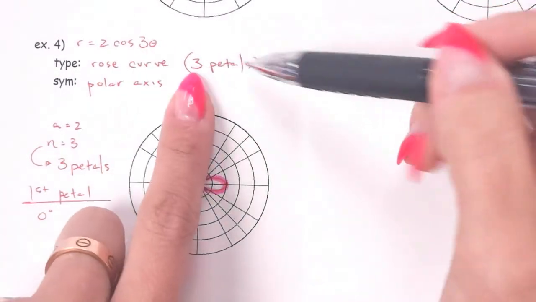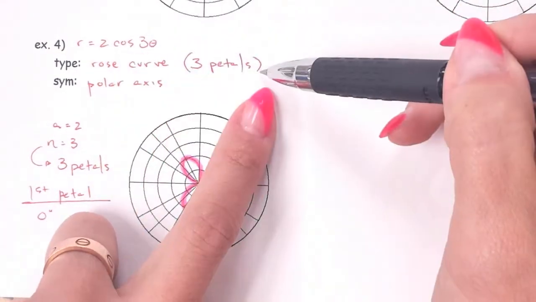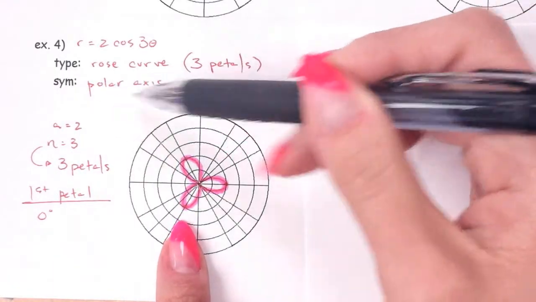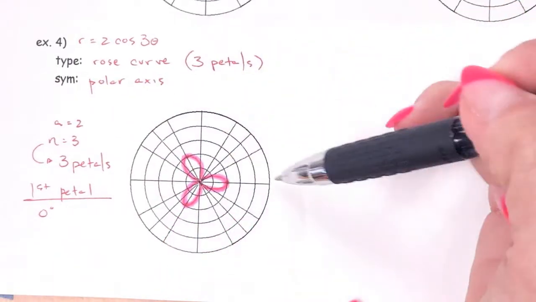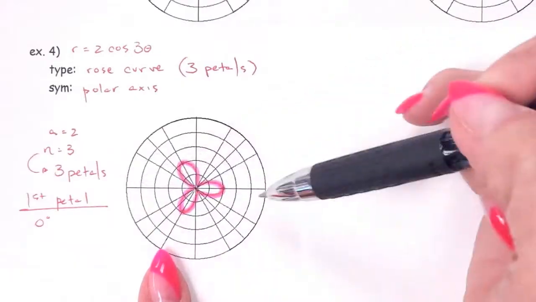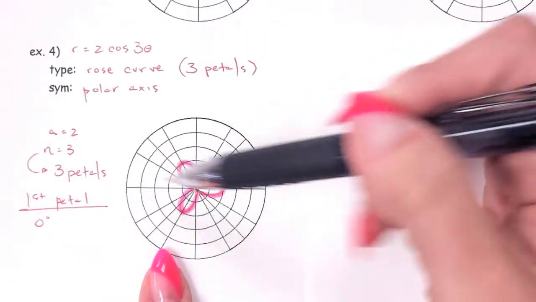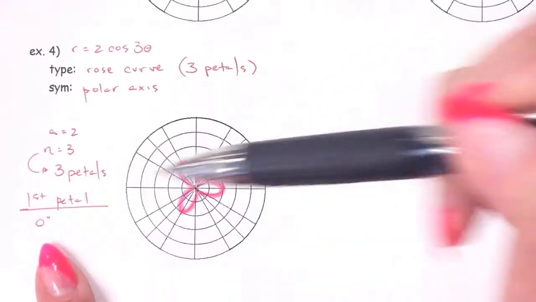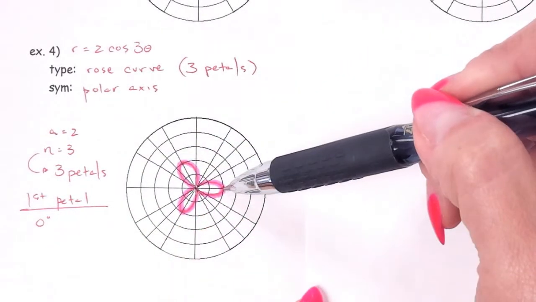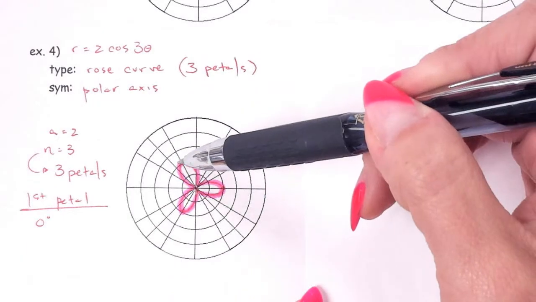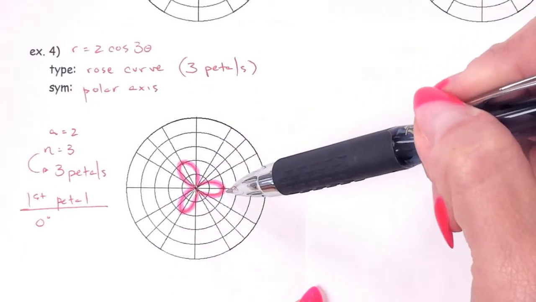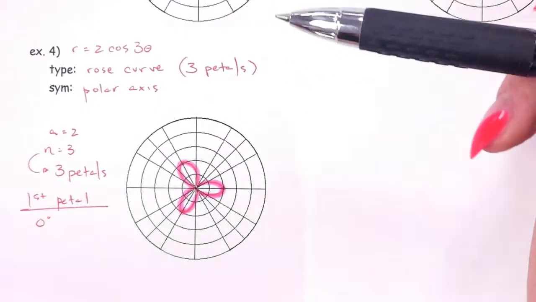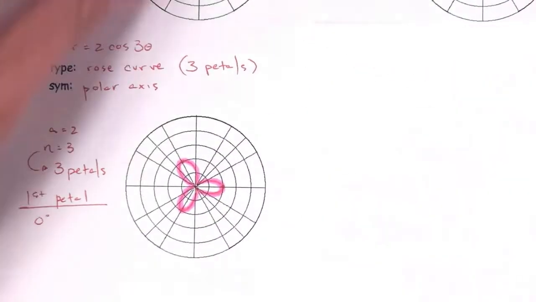So 3 petals, because it's odd, so it's the same number of petals as n. And then you're symmetric about the polar axis, which is like this positive x-axis or negative, it doesn't even matter, the x-axis that we think of. So a equals 2, n equals 3, 3 petals. The first petal just goes right there, and then I count out 2, and then it's 120 degrees, 120 degrees, 120 degrees, because 360 divided by 3 is 120, and then usually you can see it, okay?